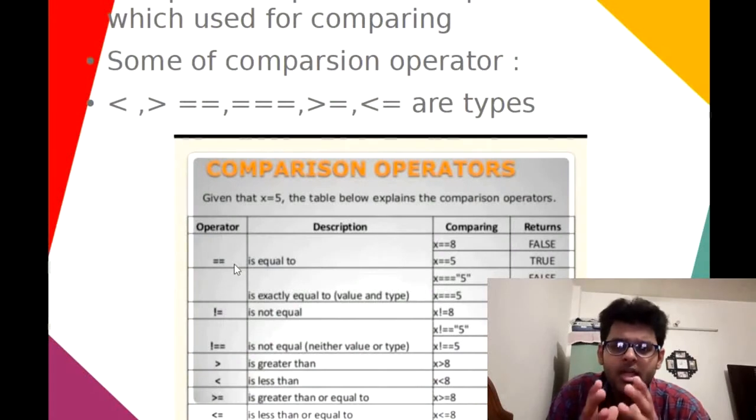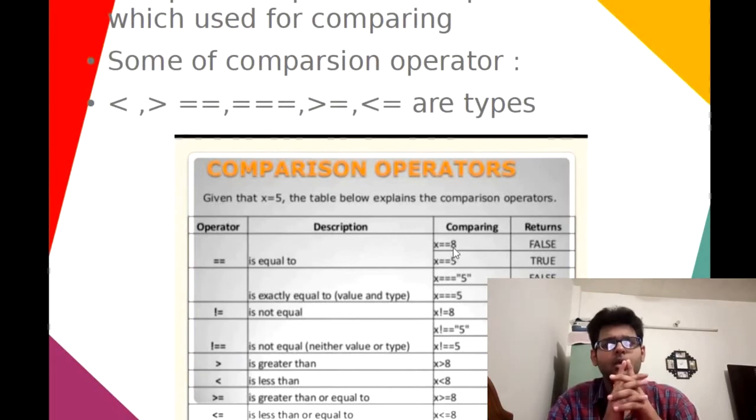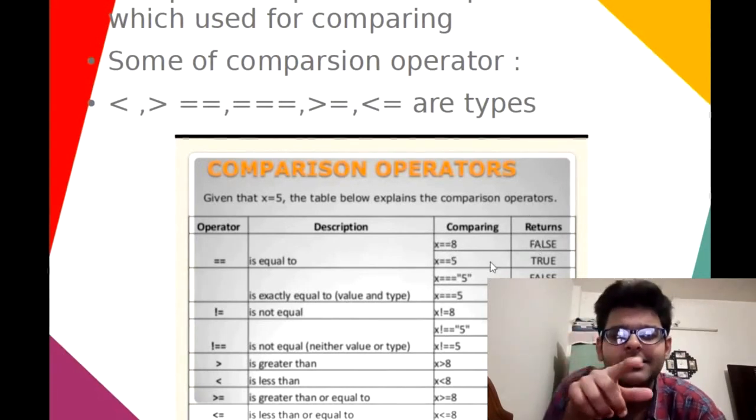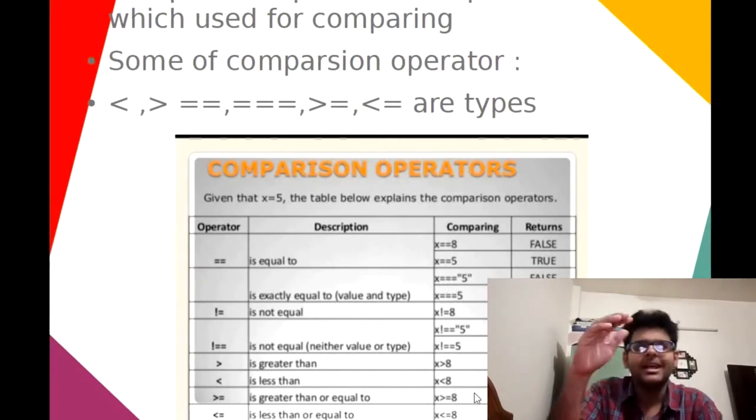Here is a screenshot of the comparison operators. The double equal sign is used for checking equality, and there is also not equal. Given that x equals 5, the table below explains the comparison operators. So x equal to 8 returns false, and x not equal to 8 returns true. We will discuss this.